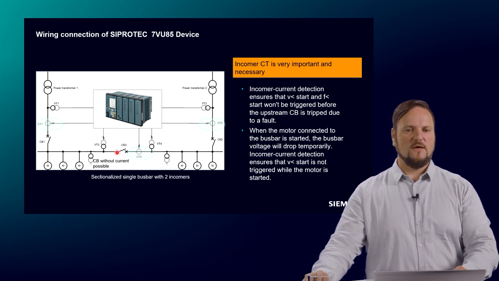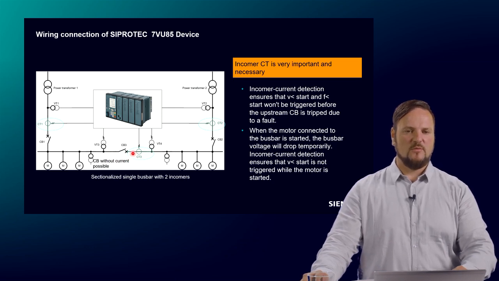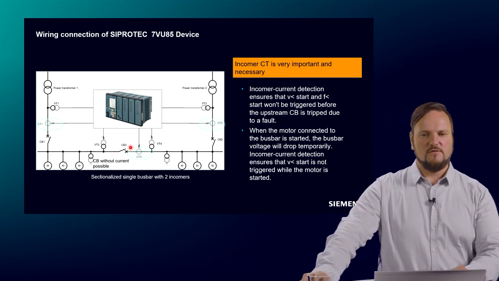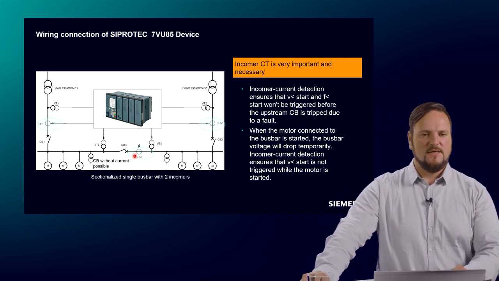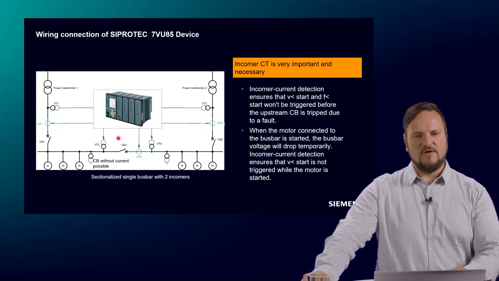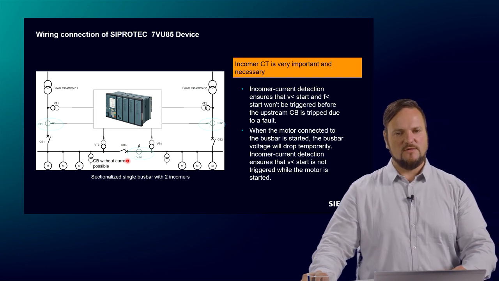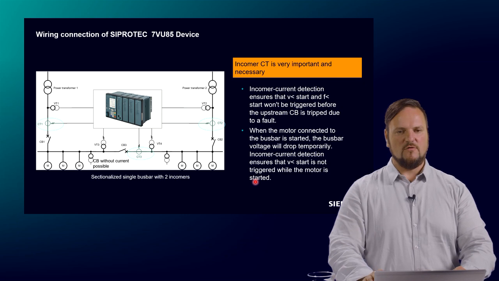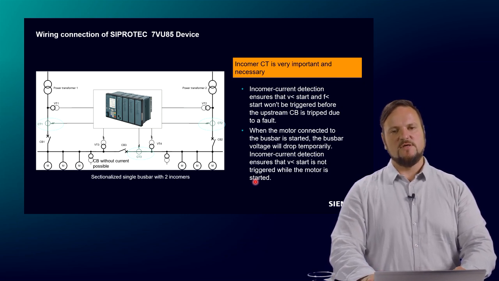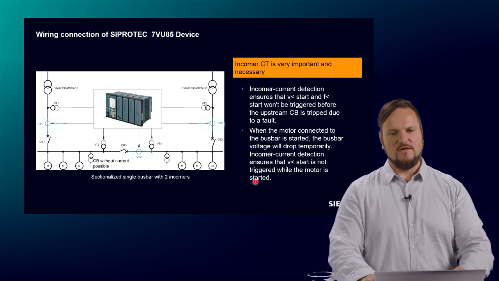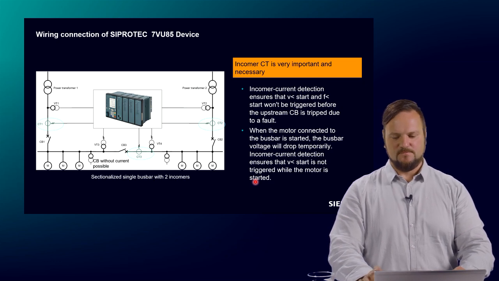Here there's something new for the tie CB. There's no need to have a current transformer anymore, because we implement the function group circuit breaker without current. And I think you can save some money here when you use the function groups circuit breaker without current. This is a cost-efficient possibility to avoid any additional I/O modules in case that you have a tie CB.